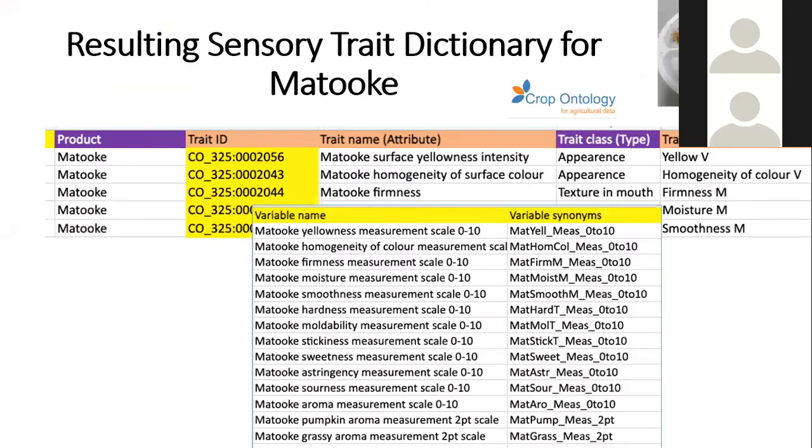So the resulting sensory trait dictionary, for example, for matoke, will look like this. You have the product, you have the trait ID, the trait name, what is referred to as the attribute in the lexicon, the trait class, what is referred to as type in the lexicon, and the measurements, the scales.